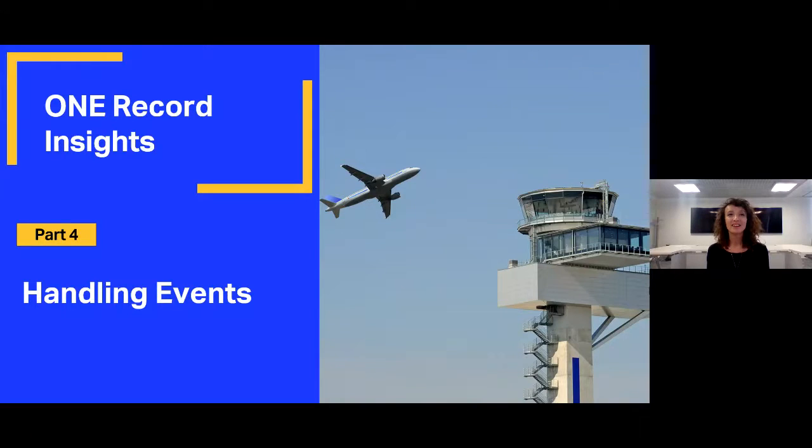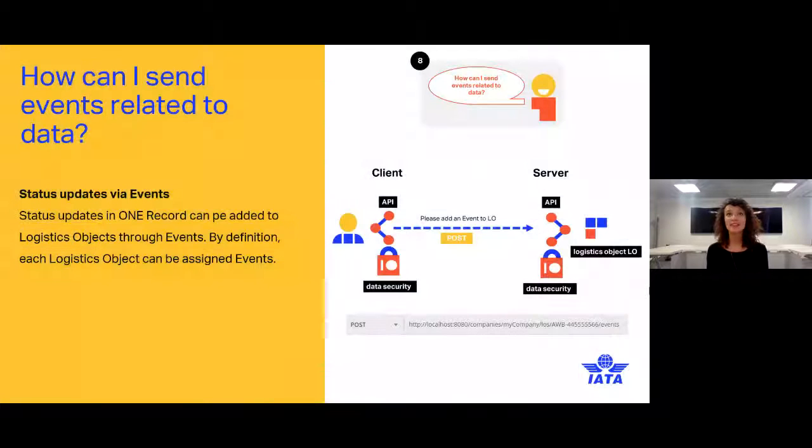Thank you, Henk. So yes, what if the consumer has some events related to the data of the logistics objects? For example, a departure of an aircraft that transports logistics objects. So how does the consumer then send this kind of events to the publisher of the data?